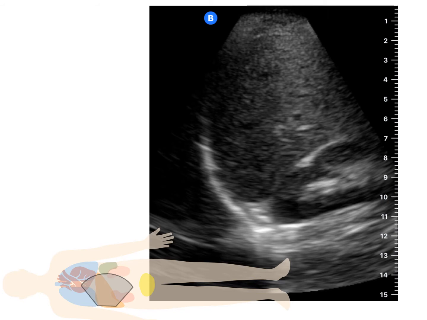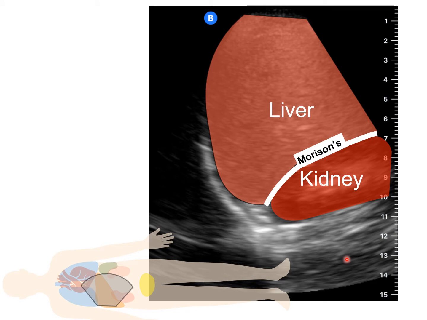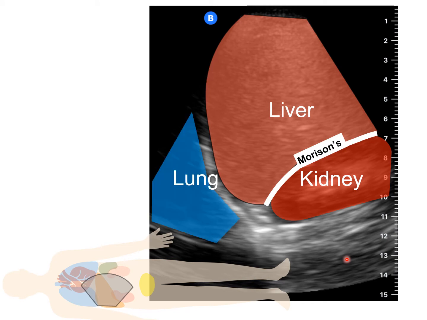So how do you get the right upper quadrant view? We start here at their xiphoid process, draw an imaginary horizontal line to the anterior axillary line, put the probe there with the probe marker towards the patient's head, and this is the view that you will see. So their head is up here on the probe marker side of the image, their feet are down here. The other structures that you see are the liver, the kidney, Morrison's pouch between them, and the lung above the diaphragm.